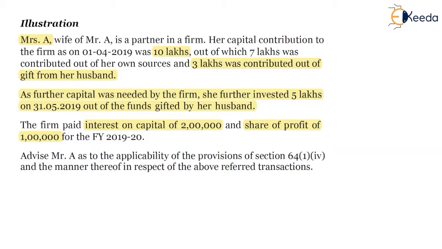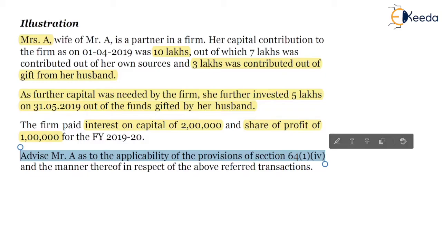Accordingly, clubbing provisions won't be applicable. Advise Mr. A as to the applicability of the provisions of section 64(1A). 64(1A) is nothing but assets transferred to the spouse without adequate consideration. And here, the asset which has been transferred is 3 lakhs contributed as capital contribution by the husband. So the applicability of section 64(1A) needs to be seen in respect of the above referred transactions.